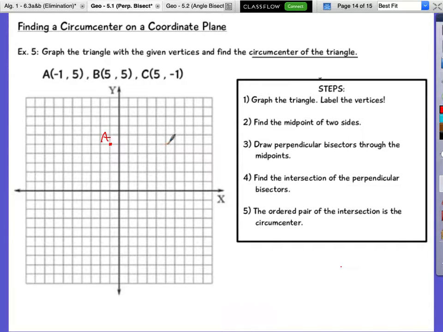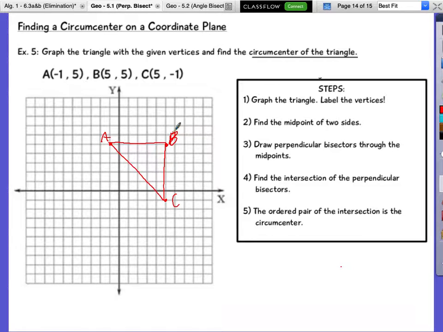We have 5, 5 right over here. We have 5, -1 over here. I'm going to go ahead and connect these points. Well, that was pretty good actually. I'm pretty happy with that. So I graphed and labeled my points. So graph the triangle, label the vertices. We did step 1.